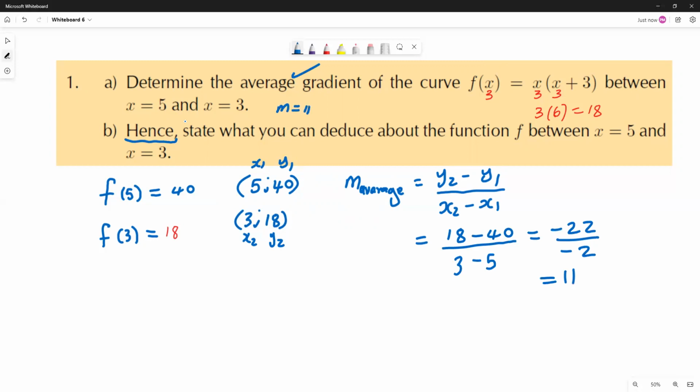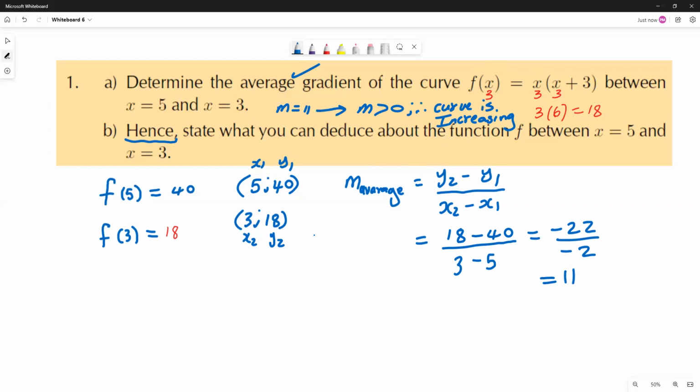They mean use m equals 11 and state what you can deduce about the function between x equals 5 and x equals 3. Remember I said, if m is positive, which means greater than 0, therefore the curve is increasing. If the gradient is positive, it means the graph is increasing. Then that's what you can deduce, basically, in this case.